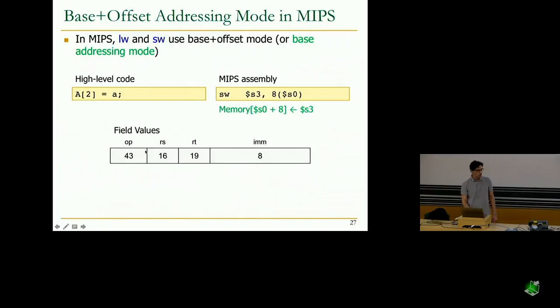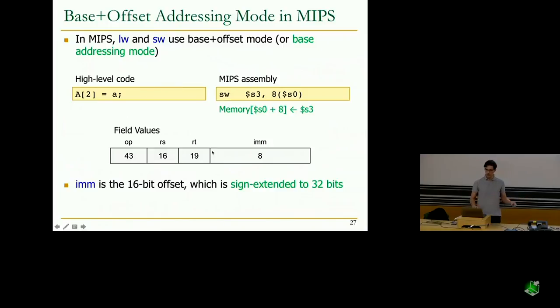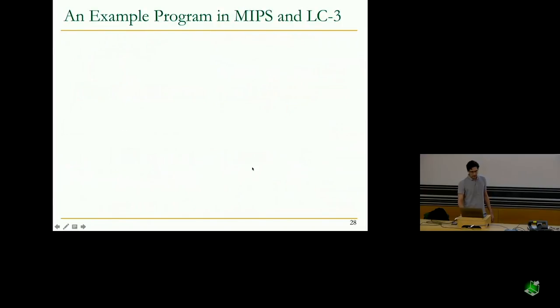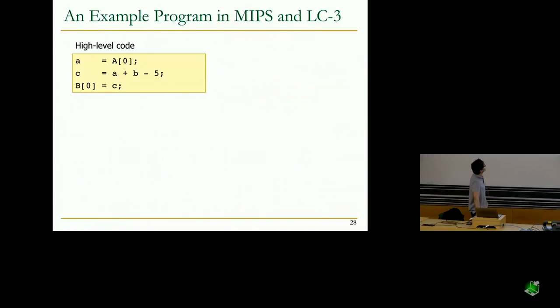The opcode obviously also changes with respect to load word. And here, same as we do in the operating instructions with immediate, we also need to sign extend, in this case, from 16 bits to 32 bits. Okay, let's take a very quick look at an example in MIPS and in LC3. This will be the code in high-level language. Here you can see that we are accessing memory to read this element 0 in array A.